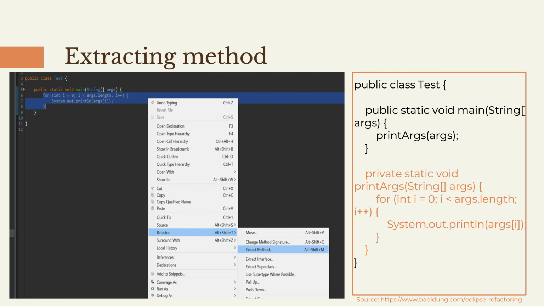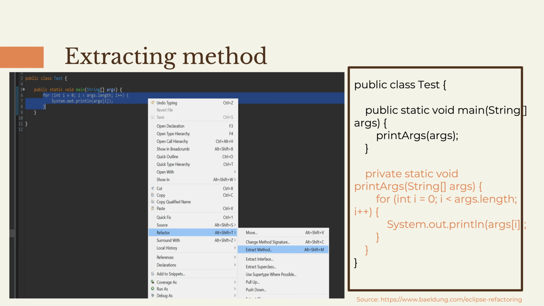As shown in the figure, if we want to move this for loop inside a method to keep our code clean and easy to maintain, we could use the Refactor and Extract Method option. After refactoring, this is what our code looks like. Eclipse moved the selected code into a new method.